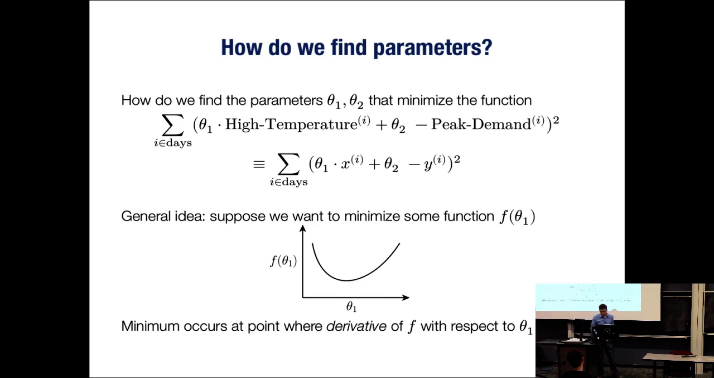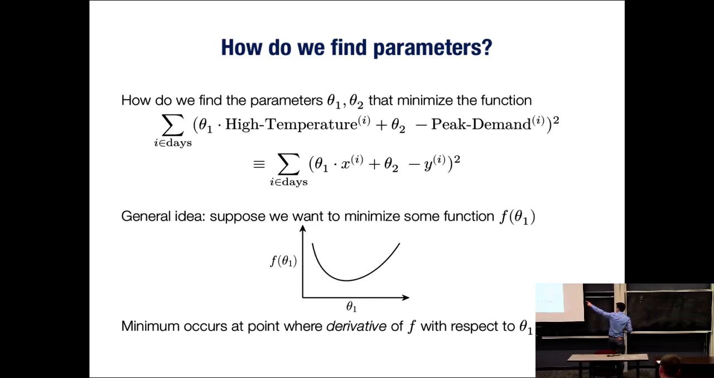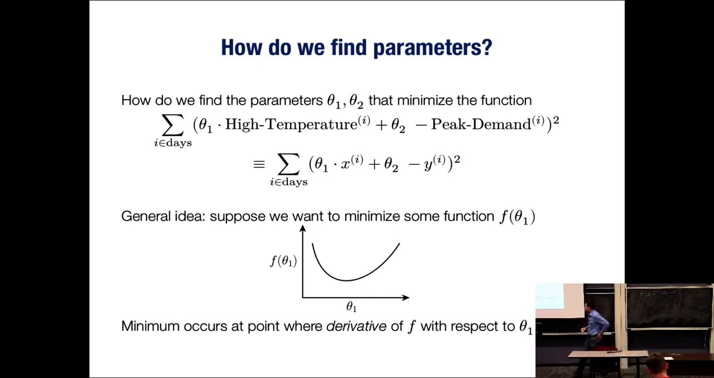So how do we find these parameters? I'm going to write it as a sum over all i, I'm summing over all days here, of theta 1 times x_i, where x here is going to represent the high temperature, plus theta 2 minus y_i, where y is going to represent our peak demand.